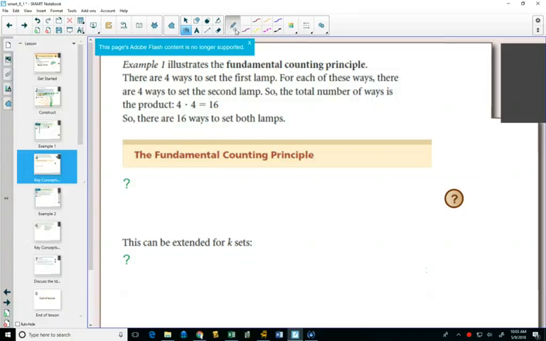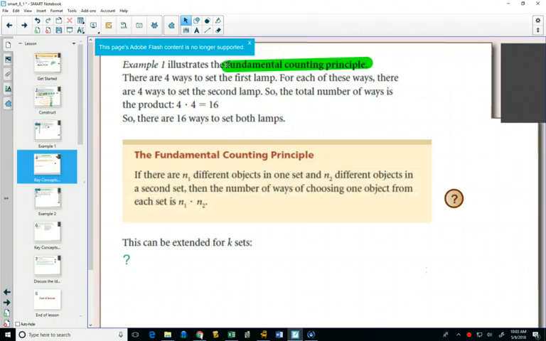Take out your highlighter and you can highlight the fundamental counting principle. What is the fundamental counting principle? Well, this is how you'd write it out in words. If there's n1 different objects in one set and n2 different objects in another set, the number of ways of choosing one object from each set is n1 times n2.